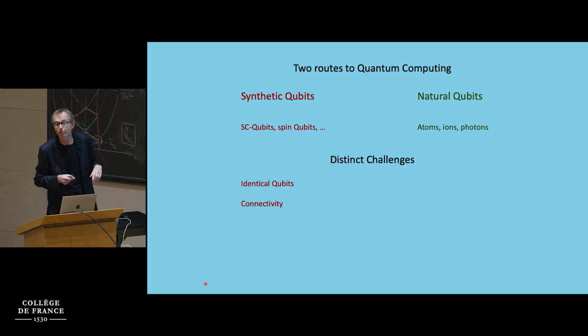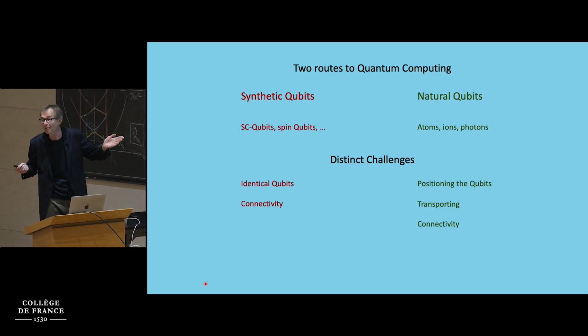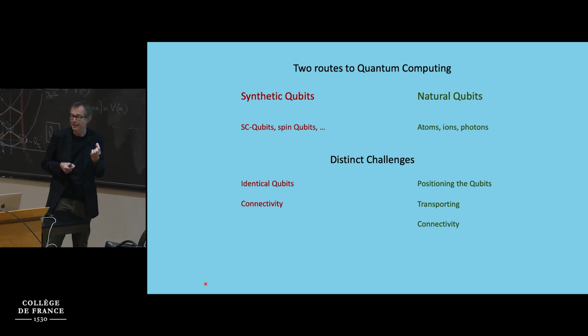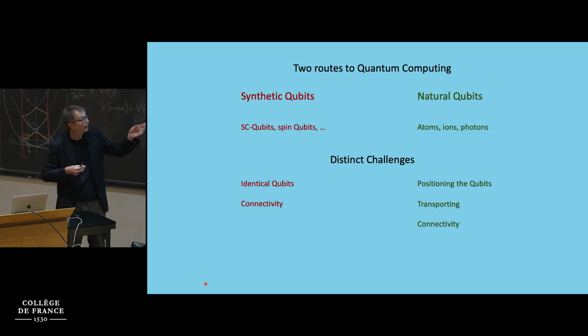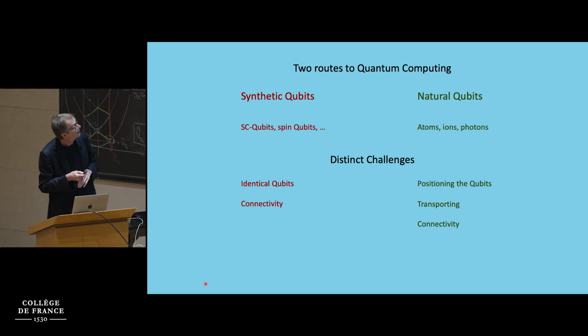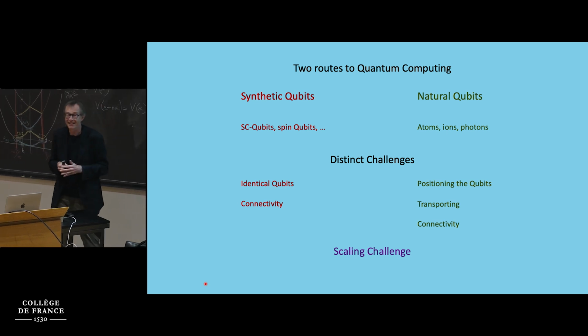For the synthetic qubits, of course, making them identical is a huge challenge, and most of the efforts go in there, and the connectivity. Natural qubits, as qubits, are simple, but they also have their challenges. In the end, instead of building identical ones, you have to prepare them precisely. That's a challenge. And you need to be able to transport them, in particular if you want to achieve connectivity. And then there is a joint challenge, which is scaling. You want to scale up the system because otherwise your calculations are not so interesting.